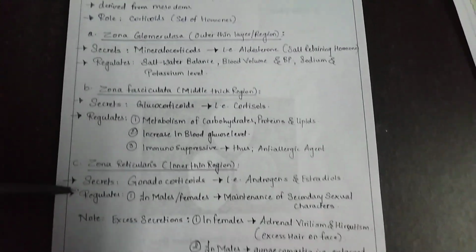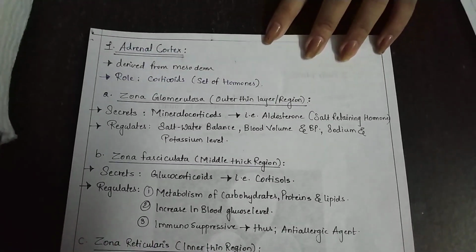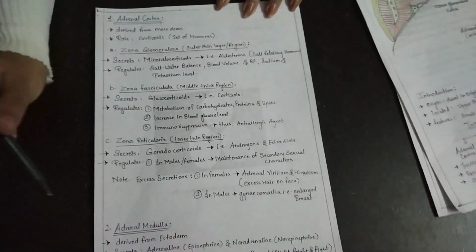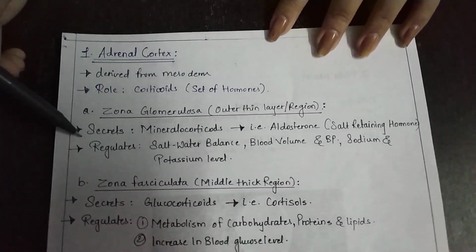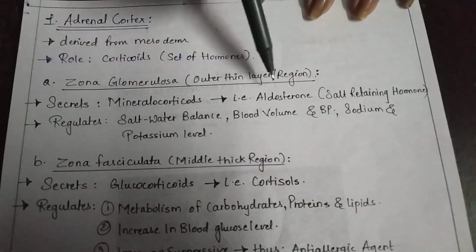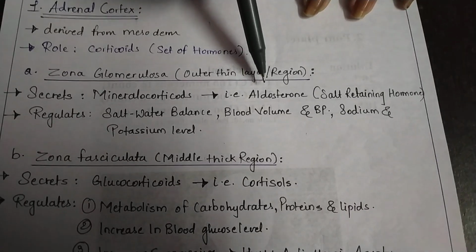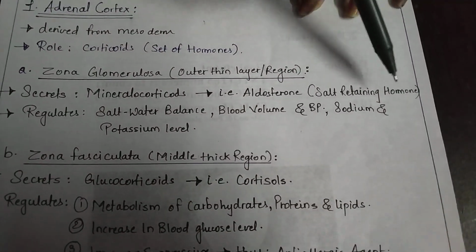So all these three regions form your adrenal cortex, and each of them has its own specific hormones. The very first is the outer thin layer or region, zona glomerulosa. It secretes mineralocorticoid. This mineralocorticoid is also known as aldosterone. This aldosterone hormone is known as a salt retaining hormone.